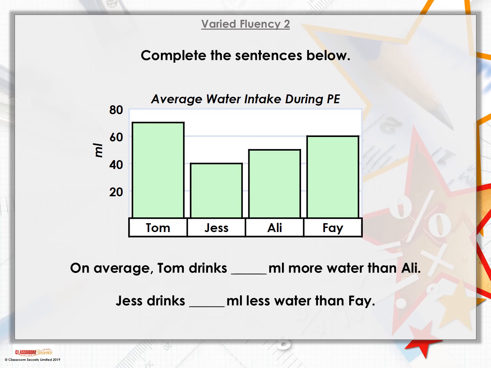So on average, Tom drinks how much more water than Ali? So you need to read what number do you think comes between 60 and 80? How much water does Tom have? And then see how much water Ali has. And then think about which calculation you would need to do to work that out. And then this one, Jess drinks how much less water than Faye? Let's have a little go at that one for me, please.